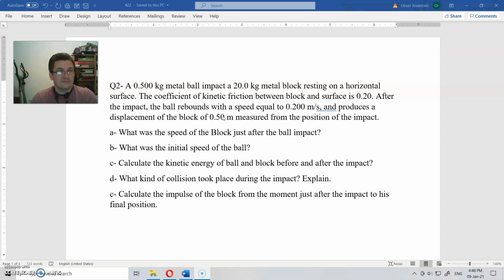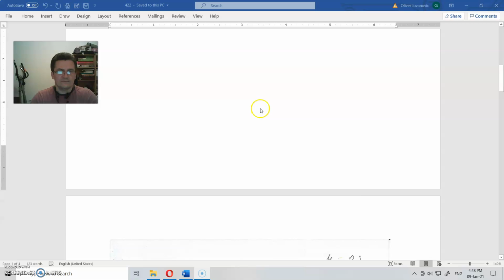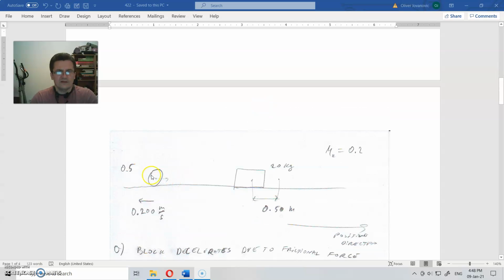Energy is always conserved, but kinetic energy, in other words mechanical energy, can be transformed into other kinds: heat, friction, heat, sound, and whatnot. But momentum is always conserved. So from the momentum conservation, we have a 0.5 kilogram ball going in that direction and rebounding with 0.2 meters per second, and we have a 20 kilogram block that moves for half a meter.